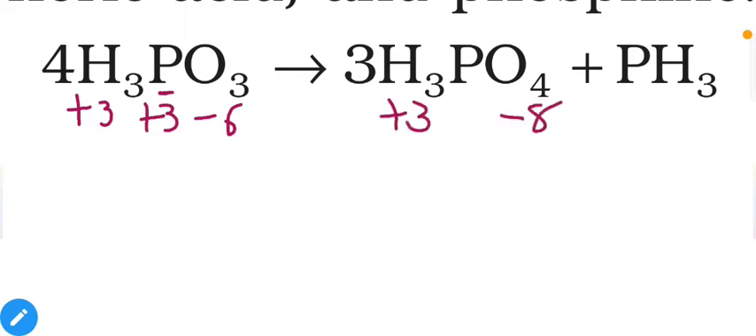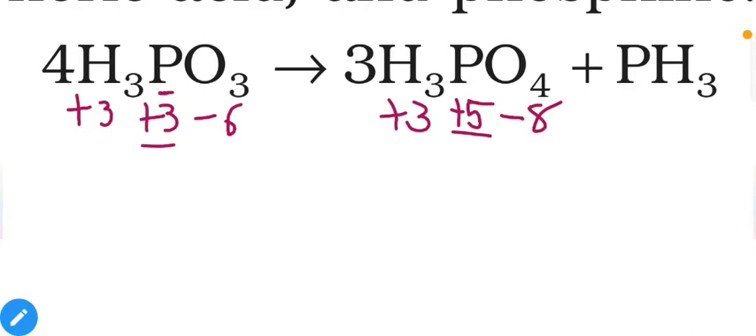And let's check the oxidation state of each phosphorus present here. So total 3 hydrogens will give us plus 3, total 3 oxygens will give us minus 6. So that means 1 P should give us plus 3 oxidation state. So in total it will be neutral. On the other hand, on the product side we have 3 hydrogens, so that means plus 3, and 4 oxygens will give us minus 8. So here phosphorus should be in plus 5 oxidation state. So as we can see, higher than the reactant.